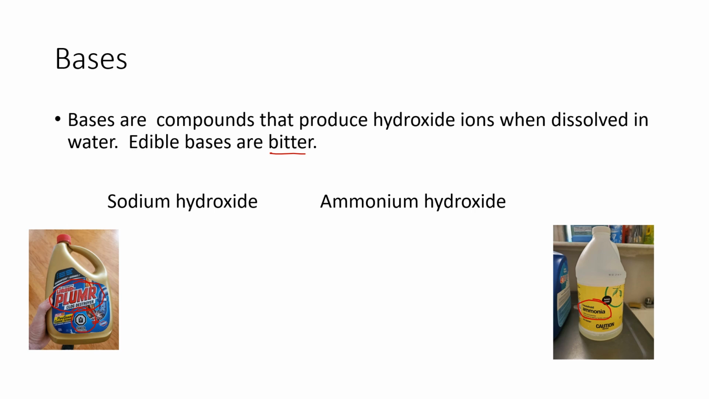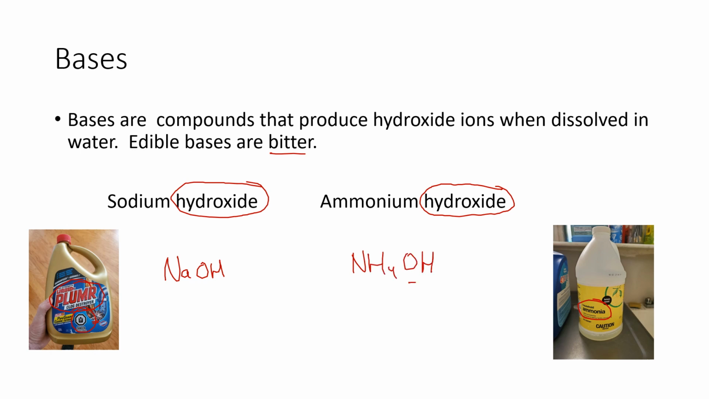But one thing they have in common is they all have this hydroxide component to them, right? And so you can keep an eye out for this and you'll know you have a base. So sodium hydroxide is NaOH, ammonium hydroxide is NH4OH. Basically keep an eye out for the OHs, and of course it only works when it's in water.